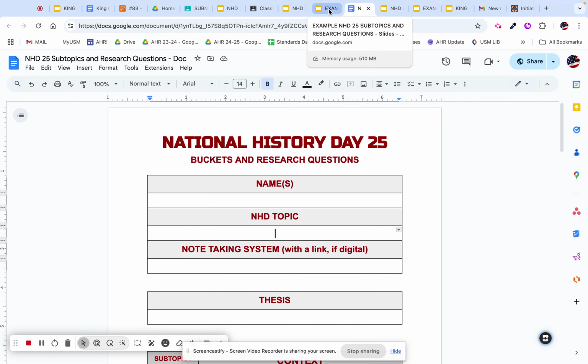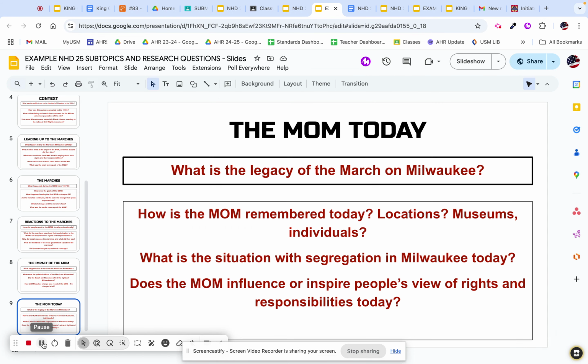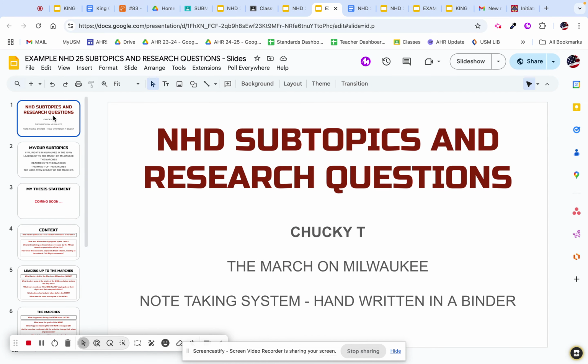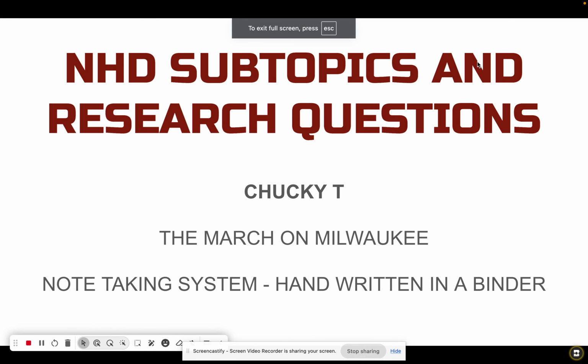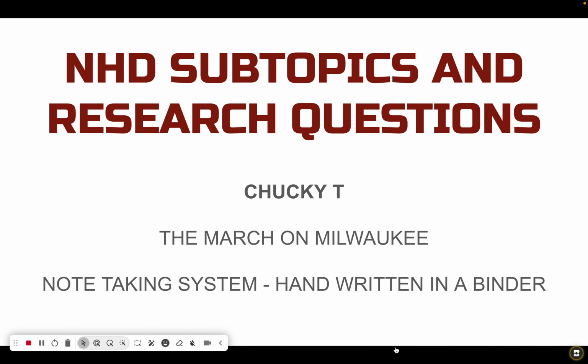So if you look at my example here, here's my example of subtopics and research questions. Let's say that I am doing the March on Milwaukee. That's the topic that I've been talking about, these marches for civil rights and for fair housing that happened in Milwaukee in the 1960s. I would take my notes handwritten because that's the way I like to do it. There are benefits and negatives, but I've always just done that.